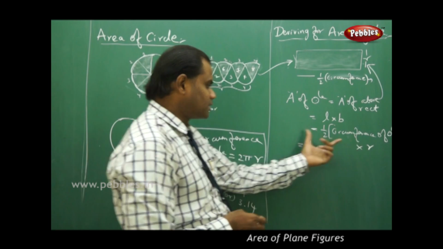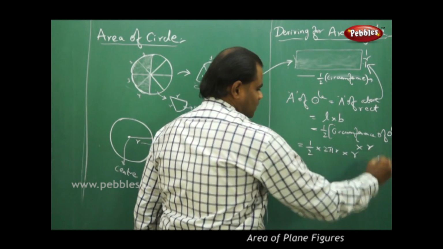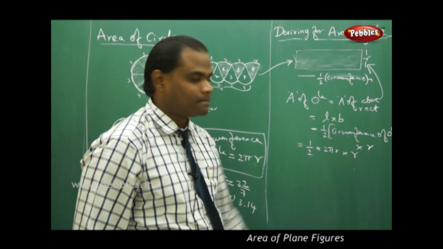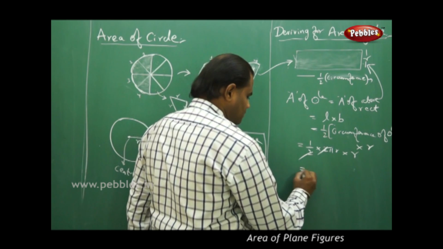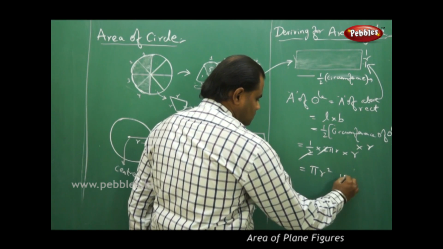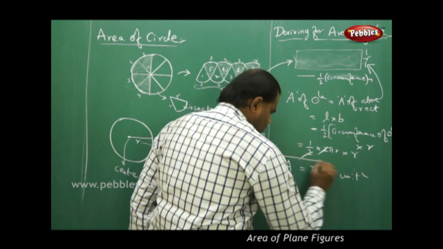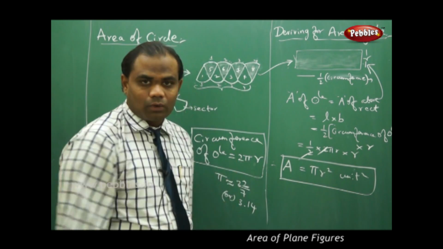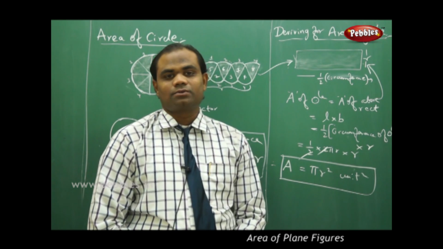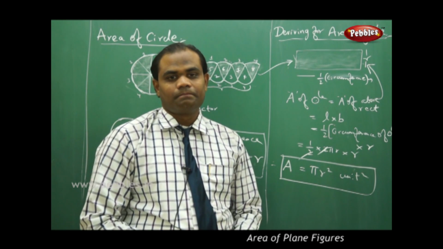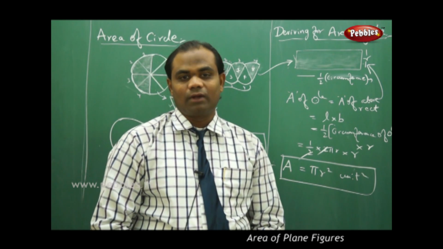So this, when substituted into the formula, I get 2 pi r times r, as we carry from here. Now when I cancel 2 and 2, I get pi r times r, which is pi r square unit square. Therefore, the area of the circle is derived with the formula A equal to pi r square unit square, where r is the radius of the circle and pi is approximately 22 by 7 or 3.14.